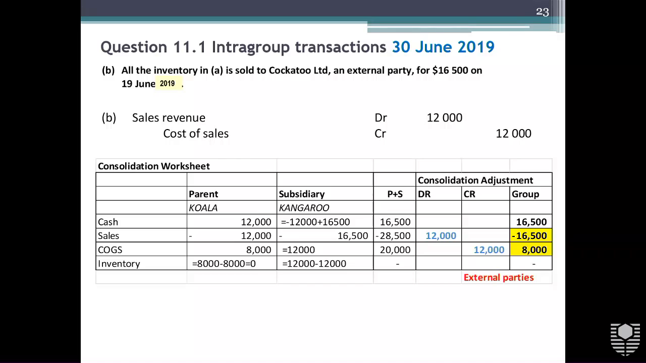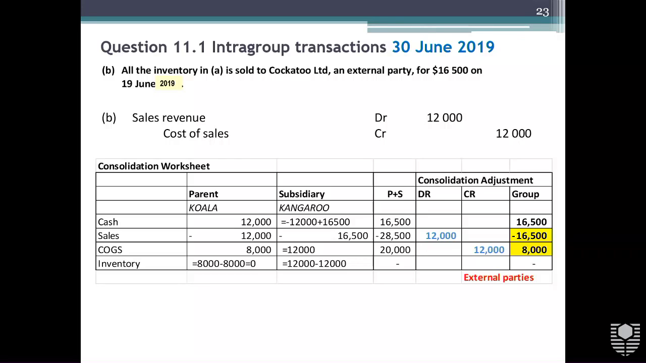When we add the parent to the subsidiary, we're going to show a sales figure of $16,500, right? That is with an external party. So that remains, but that's our cash component. Our sales, however, are sitting at $28,500. We need them to be $16,500, so we need to adjust that by $12,000, which is the original amount when we did the original transaction. Got to reduce the sale by that.